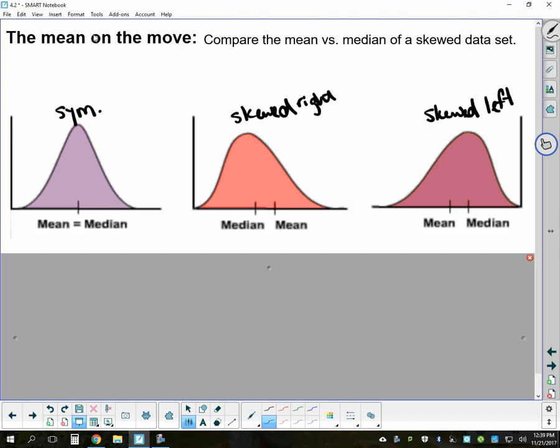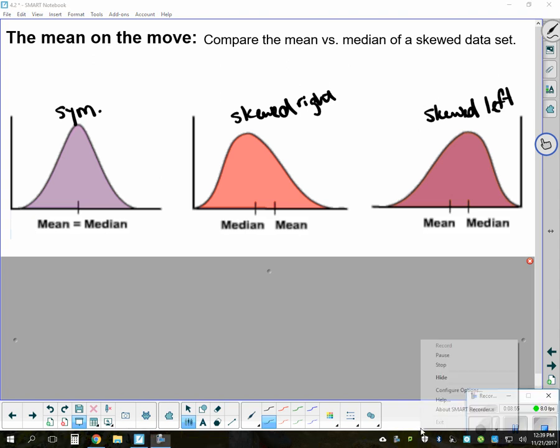If you're symmetric, your mean is equal to your median. Okay, so your mean and your median would be equal if you are symmetrical. Your median is right in the middle, and your average is right in the middle. It's the balance of all of your data.